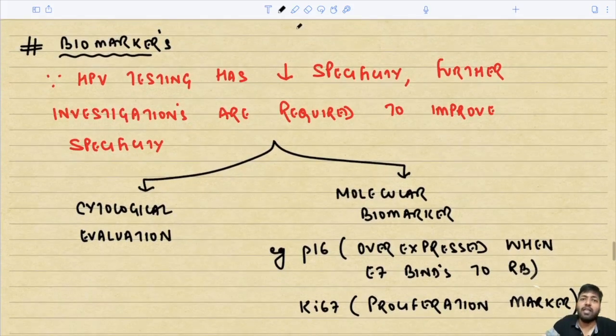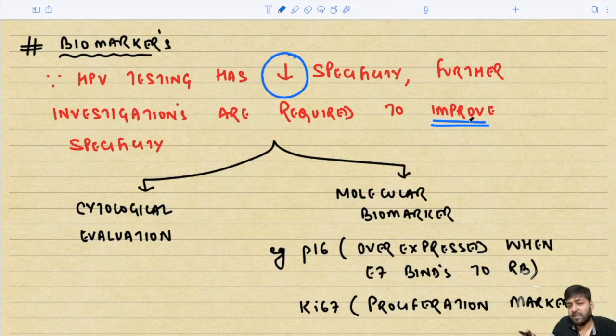Now, if you look at the biomarkers of HPV testing: since HPV testing has decreased specificity, further investigations are required to improve the specificity of the HPV testing. So if the HPV test comes out positive, you can go for further cytological evaluation, as well as carry out certain molecular biomarker assays. For example, you can go for immunohistochemistry using P16.